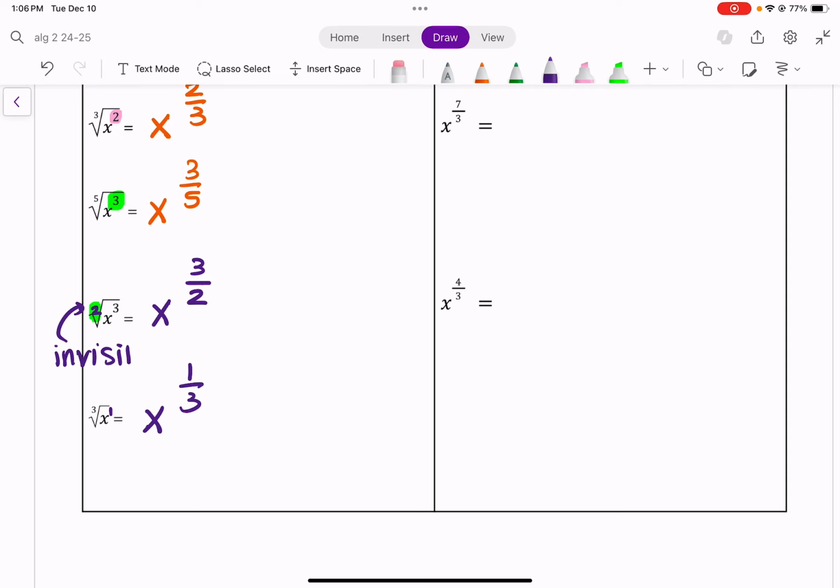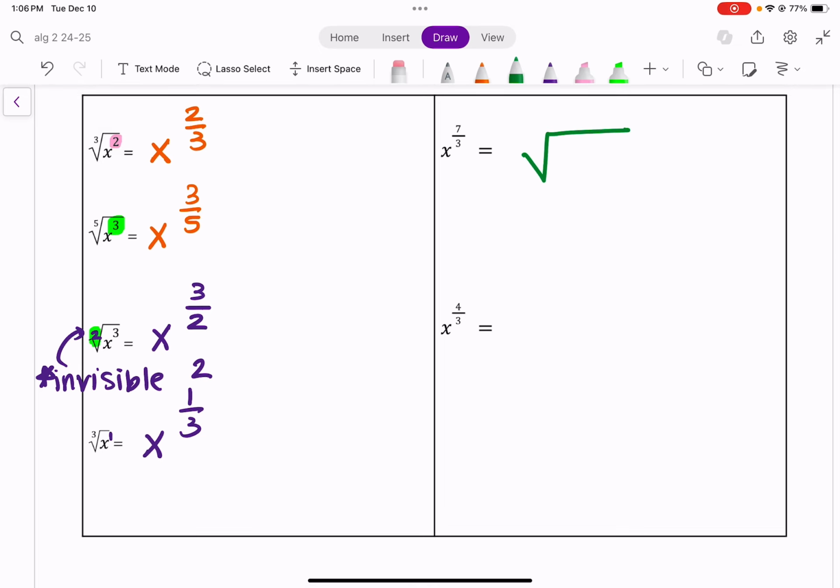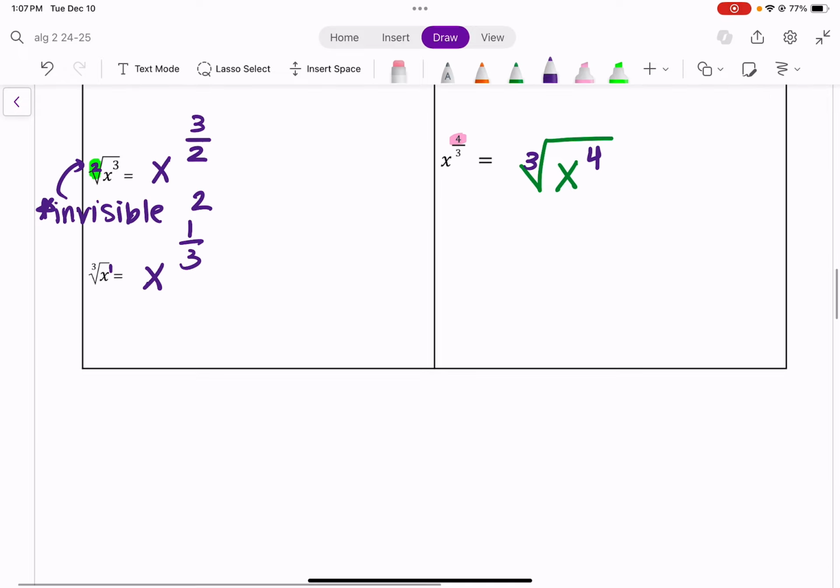Invisible 2. So that's the one thing that's a little bit different. If you don't see a number in the root, that is a 2. So if we go the opposite way, we're going to draw our radical, x. Remember, inside goes on top, so that means top goes on the inside, bottom goes on the outside, and similarly, top goes on the inside, 3 goes on the outside. Okay, so hopefully you're a little comfortable with this rule. So we're now going to combine everything together.